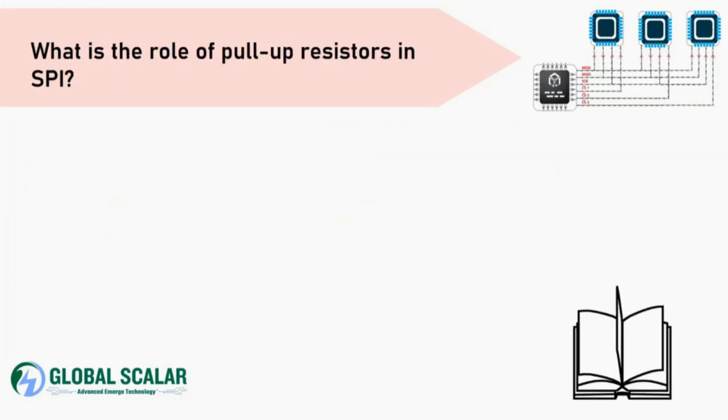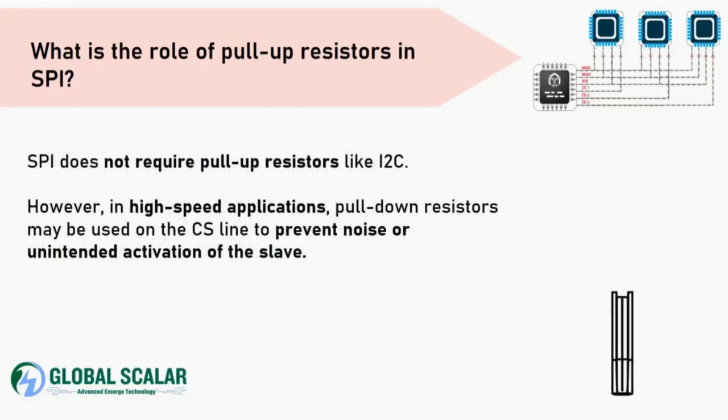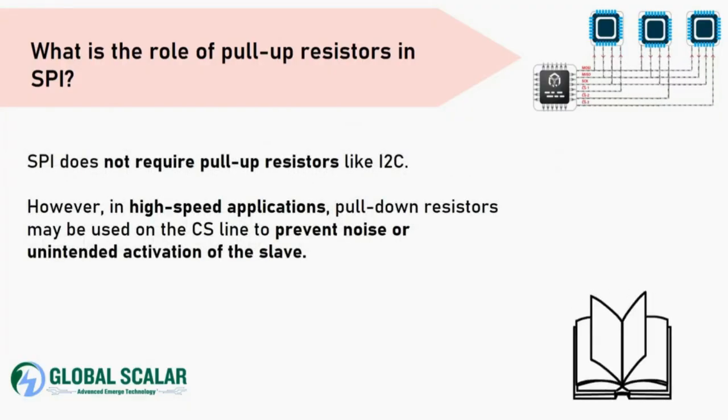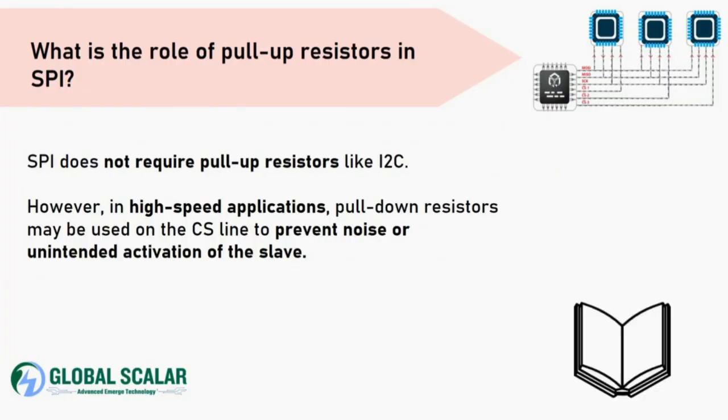What is the role of pull-up resistors in SPI? SPI doesn't require pull-up resistors like I2C. However, in high-speed applications, pull-down resistors may be used on the CS line to prevent noise and unintended activation of the slave.